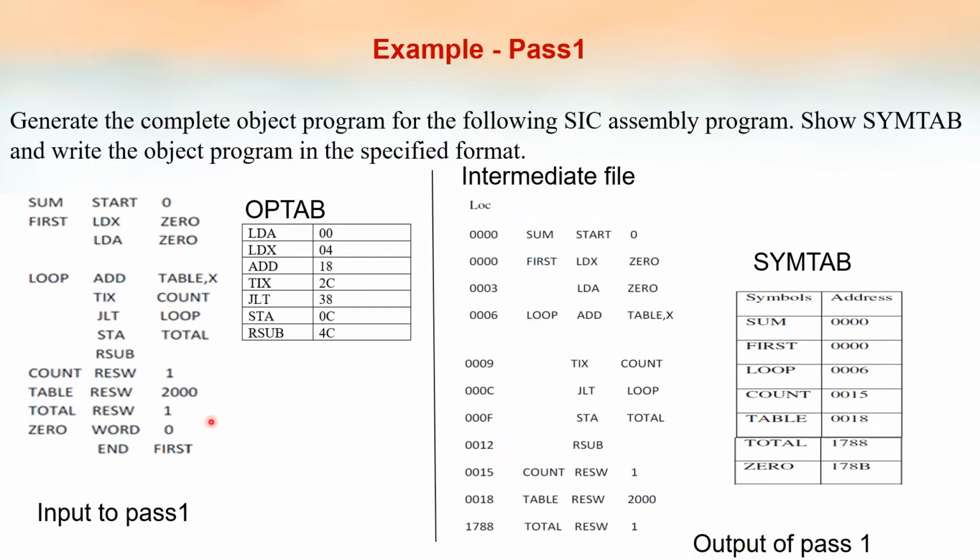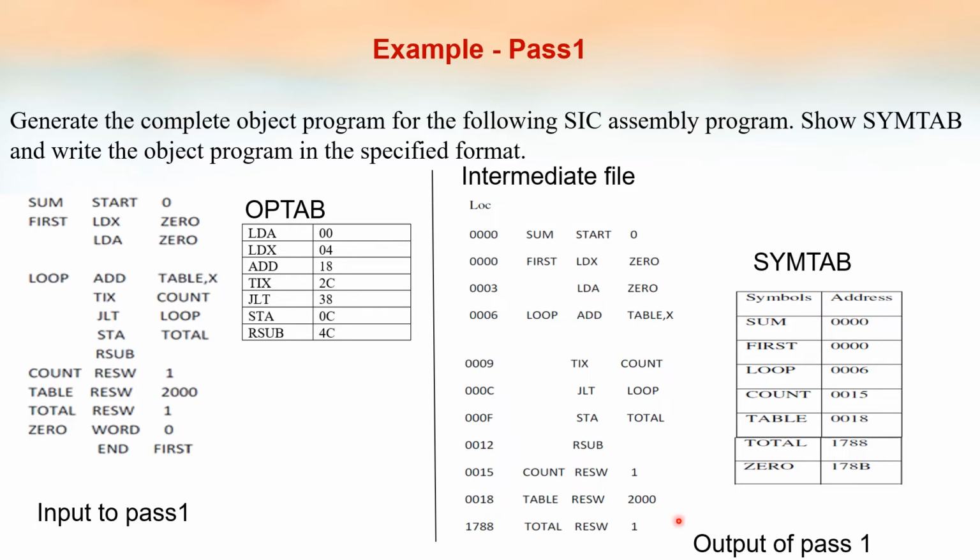And the processes done in pass1 are mainly three things. First, it has to assign addresses to all the lines in the program. For that purpose, it uses a variable called location counter. This is initialized to the starting address, and for each instruction, 3 bytes are incremented, except for reserve word, reserve byte, word, and byte. For reserve word, how many words it has to reserve, that value multiplied by 3 has to be added to the location counter value.